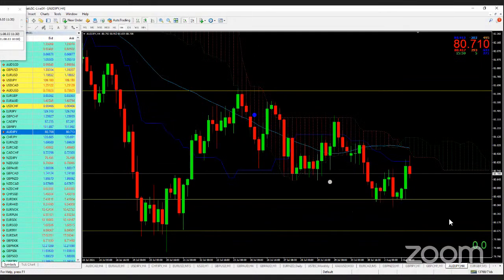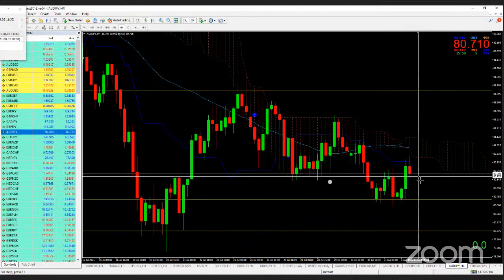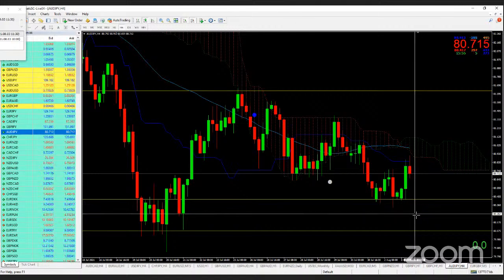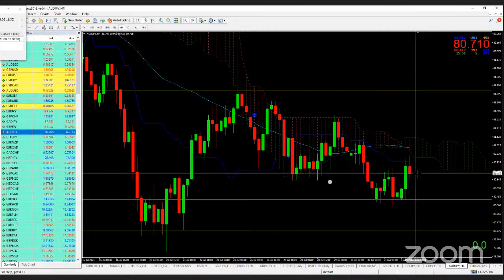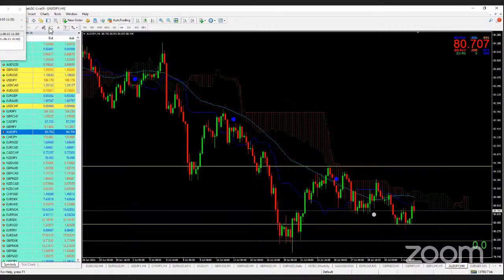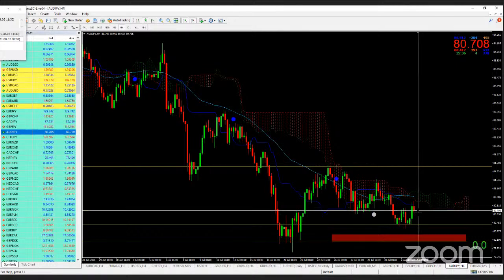Otherwise, what you want to do, even if you were to get in now, you have your stop loss just below here. About 40-something pips. Let me mark this up. Let's mark this up. About 50 pips, for 90. Guys, I would say be patient.